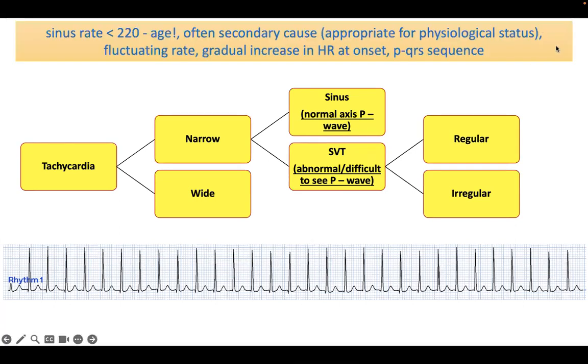When you suspect sinus tachycardia, usually the rate is less than 220 minus age. Usually there is a reason for the patient to be tachycardic, for example febrile, anemic, in pain, crying, and so forth. The rate is usually fluctuating, and the onset of the tachycardia is usually gradual. So there are many hints for sinus tachycardia that you should look for before calling an ECG sinus tachycardia. This patient obviously had no reason for the heart rate to be fast, plus the heart rate exceeds 220 beats per minute. So it is very, very likely that it is indeed SVT.